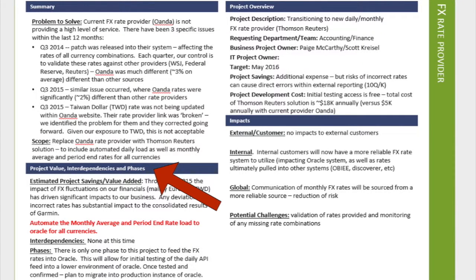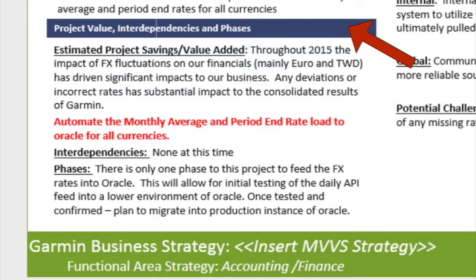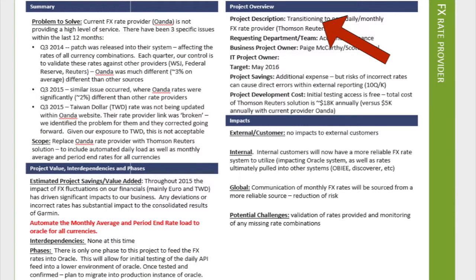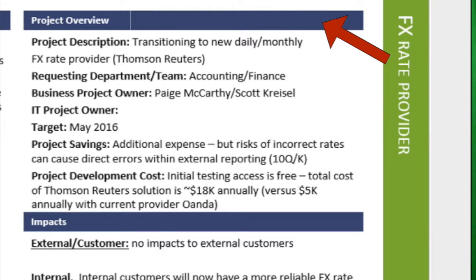Next, there's the project value, interdependencies, and phases section. This section tries to estimate the project savings and determine the value that will be gained from the project. This section also identifies if there are any interdependencies involved and lays out the different phases of the project. Next, you have the project overview section, which gives you a quick description of the project, including the project business owners, the IT project owner, target date, and the projected savings.